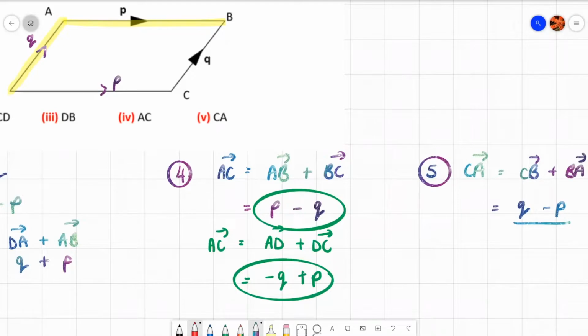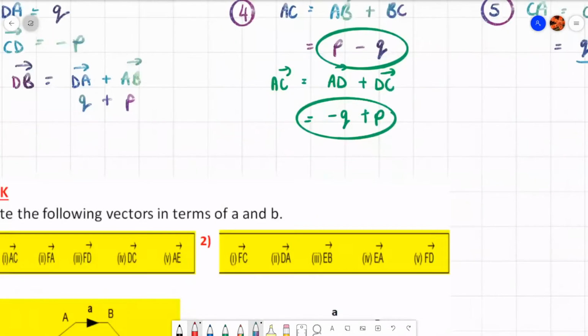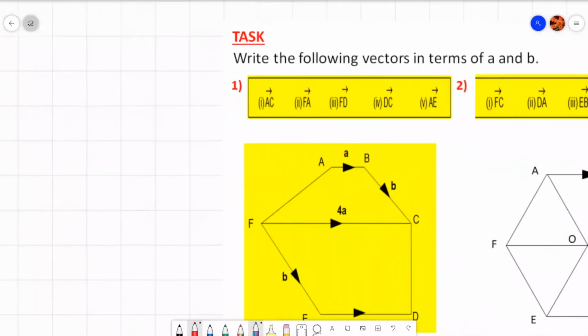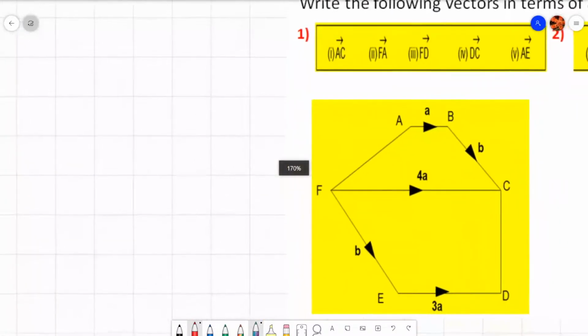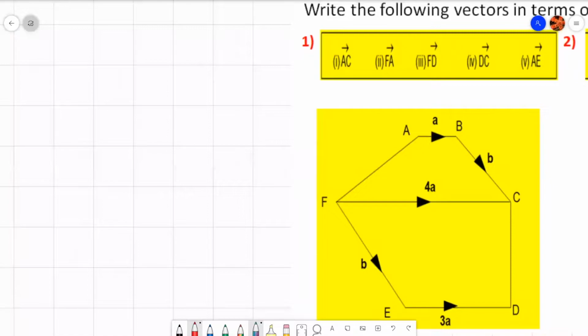Okay, let's have a look at a few of the questions to start off with. I'm going to write the answers this way here. You've got a shape here, and again, we've got to write the following vectors in terms of the letters. First one we're looking at is A to C. Well, A to C is pretty simple and straightforward. We're going to go A to B plus B to C. A to B is A, plus B to C is B, and we've got our final answer there.